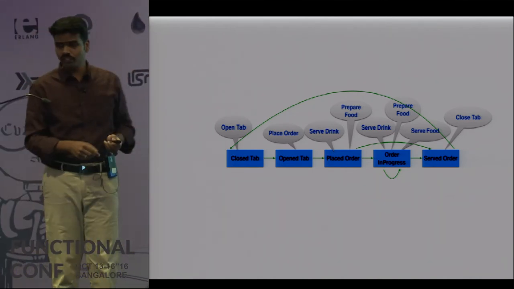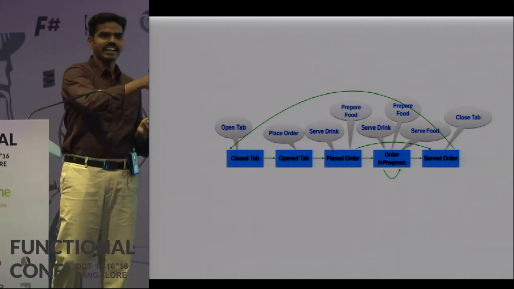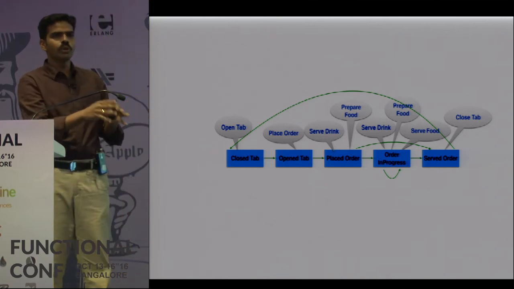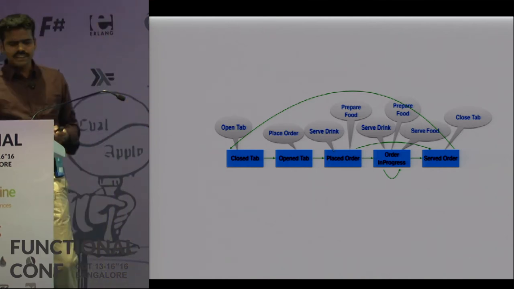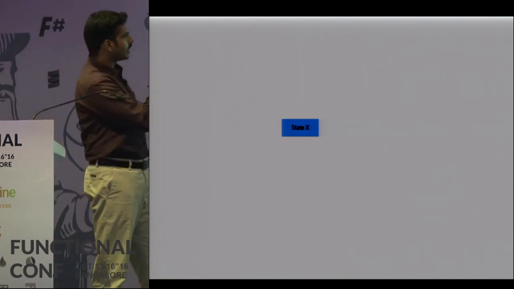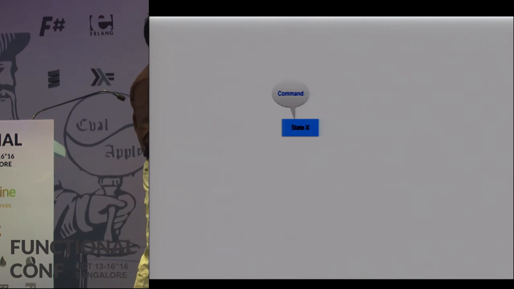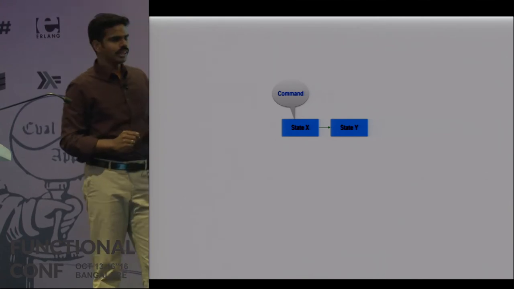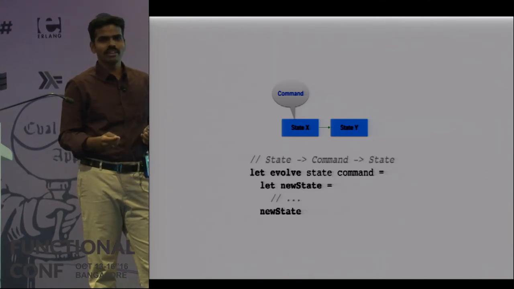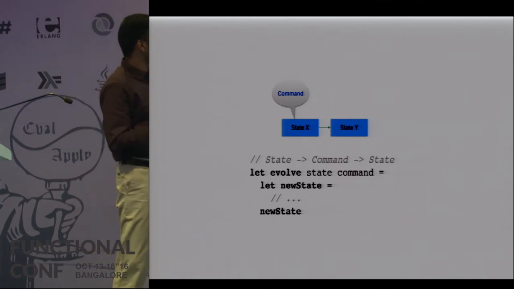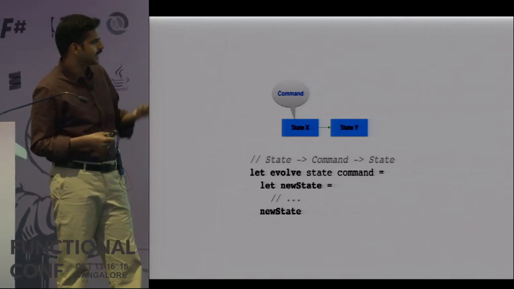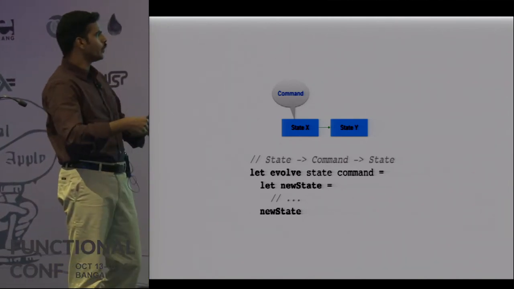So this is what we typically call a state transition diagram. This is something like a more decorated state transition diagram, but it is exactly what we do in a state transition diagram. So there is nothing fancy out here. But if we generalize this particular state transition, what we get is: state X, upon receiving a command, moves to state Y. Okay? That is nothing but a function. Let's define this function as evolve. Evolve is a function that takes a state and a command and moves to a new state.